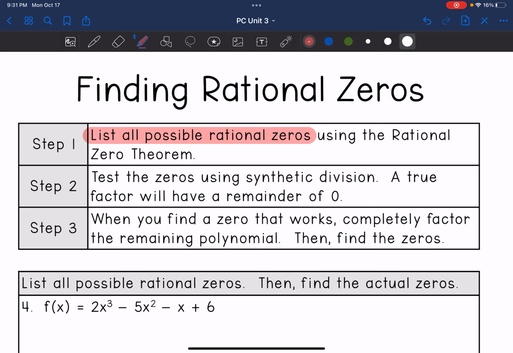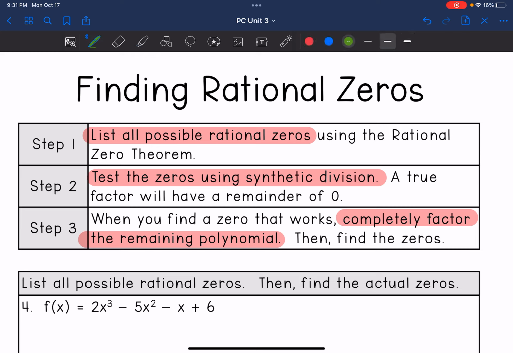Once you have that list, it's not going to be a short list. It'll be a list of about 20 numbers. You're going to have to test some of those zeros using synthetic division. So basically, we're taking a guess. We're guessing from that list whichever numbers we think it might be. And once you find one that works, it'll make your polynomial smaller, and then you can completely factor from there. And once you factor, then finding zeros kind of comes easily.